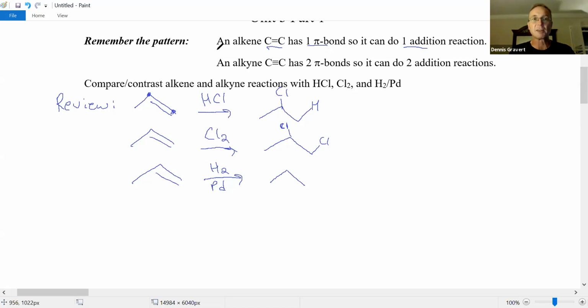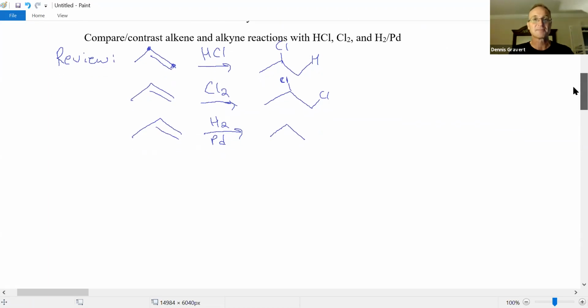And again, here's the pattern up here, and I'll lose that in a second as I scroll down. Alkene, one addition reaction. Alkyne, you get the reaction to happen twice. And oftentimes you can do it sequentially, meaning you can have the reaction go once, wait, and then do it a second time, or maybe you don't even have to.